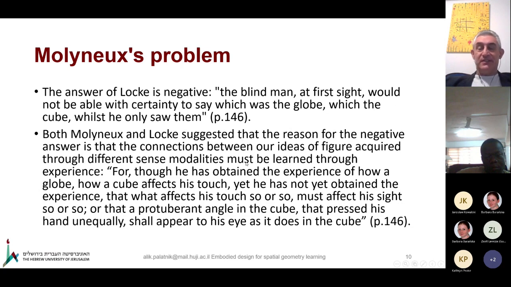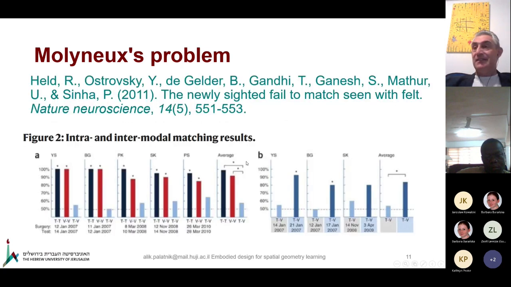And what is interesting is that in 2011, an amazing study was conducted because now we are able to make people who were blind to see. And so psychologists and neuroscientists jumped on this opportunity and gave exactly this.